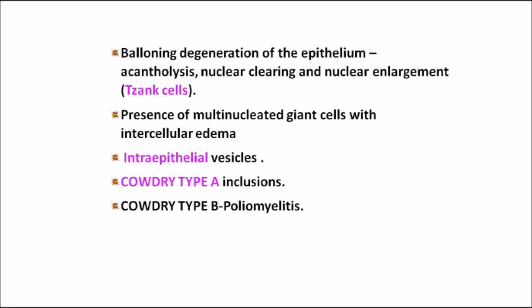Then also we have intraepithelial vesicles. There is vesicle formation in the epithelium, and we can see one inclusion body. Which one is that? Cowdry type A inclusion bodies are seen in primary herpetic gingivostomatitis. So you have to remember, where do you see Cowdry type B inclusion bodies? That is found in poliomyelitis. So Cowdry type A in herpes and Cowdry type B in poliomyelitis.